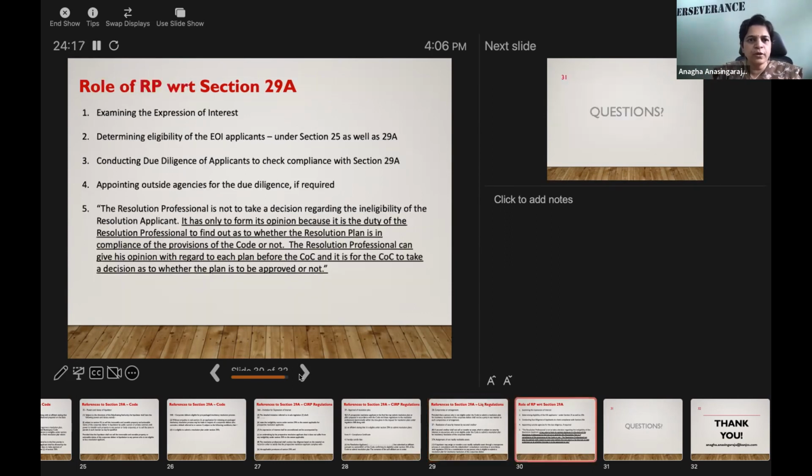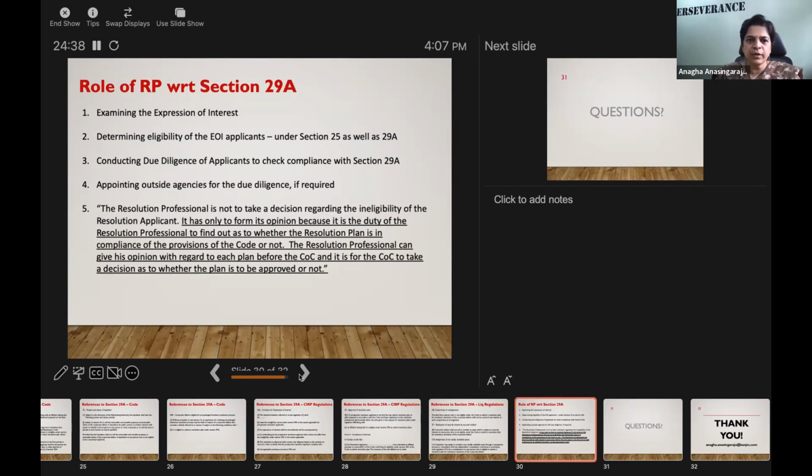Now the role of the resolution professional with reference to 29A is of course examining the expression of interest, determining the eligibility of applicants under section 25 as well as 29A. So whatever eligibility criteria are decided by the COC, we have to ensure that the applicants are adhering to those as well as to 29A.